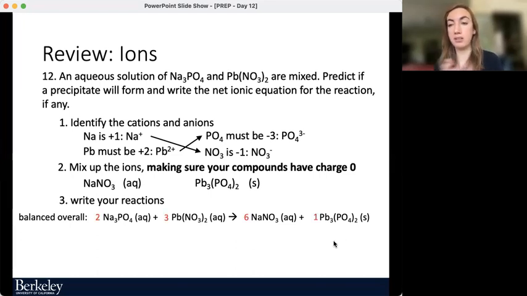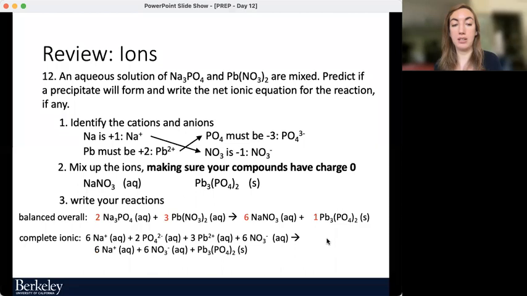So I'm skipping the stoichiometry, but all I've done is what we did days ago when we were balancing our reactions: I just made sure that there are the same number of sodiums on each side, PO4s on each side, etc. I'm just making sure that my reaction is balanced. Then I can split that up into the complete ionic equation.